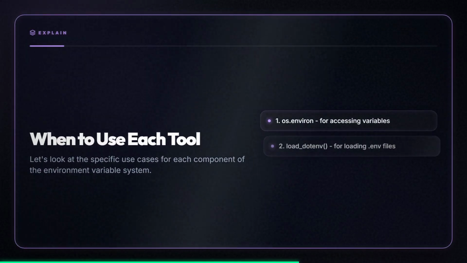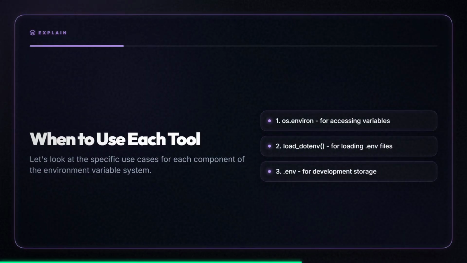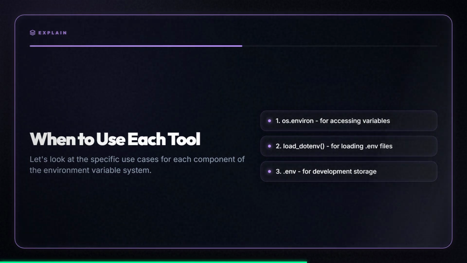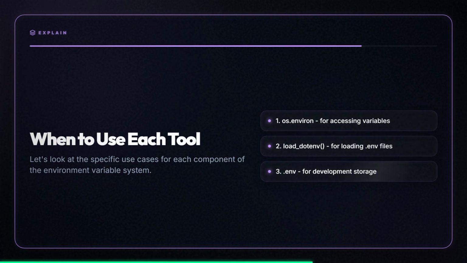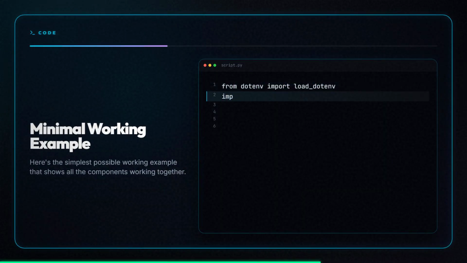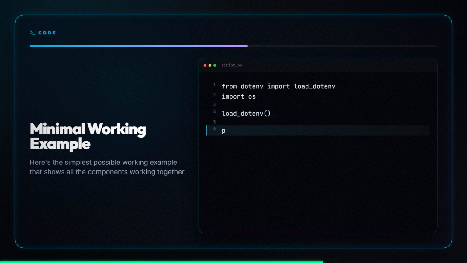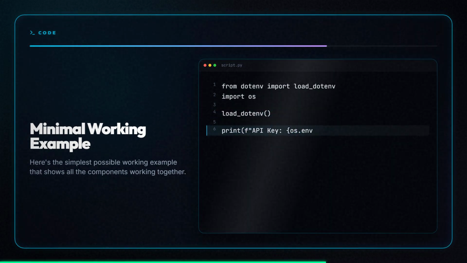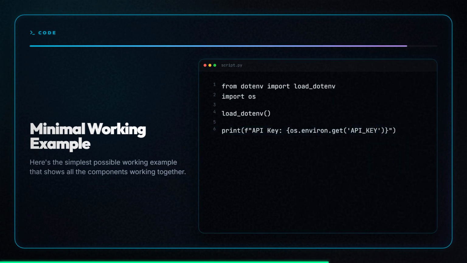Let's isolate specific use cases. Use os.environ exclusively to access keys in active memory. Use load_dotenv purely to parse text overrides. Use .env strictly as dev storage. Here is the simplest working snippet. It imports the bridge, imports native OS, triggers the load sequence, and cleanly prints the key, proving the pipeline functions.